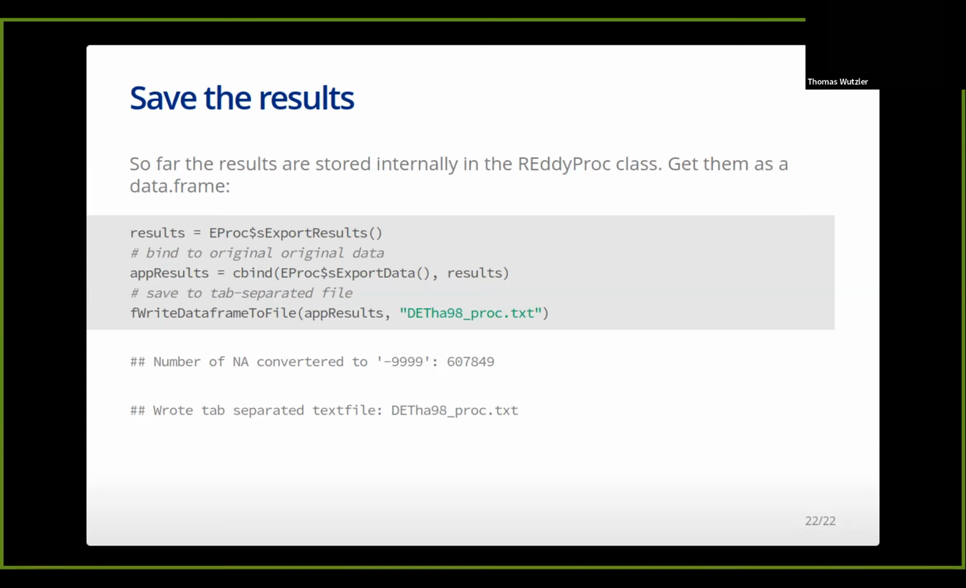And here is another correction of the questions. So the negative values of GPP by nighttime method is due to underestimation of ecosystem respiration. That's correct, yes.